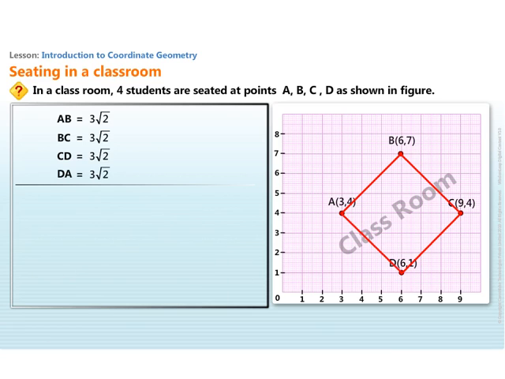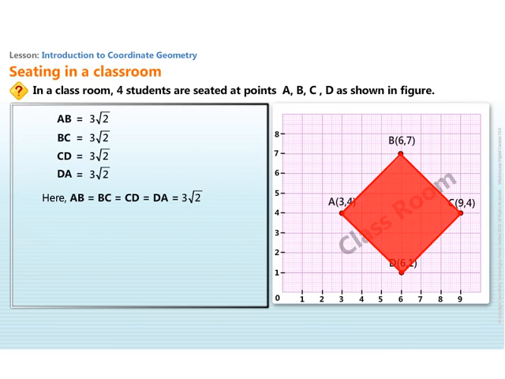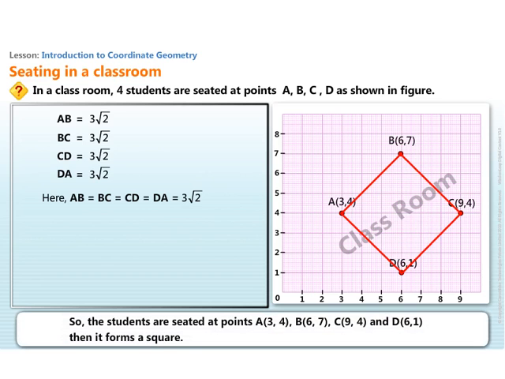What do you conclude from this? Here, AB is equal to BC, which is equal to CD, which is equal to DA, that is equal to 3 square root 2. As the distance between each of the students is the same, the students are seated in the form of a square. So, Ria was right. If the students are seated at points A (3, 4), B (6, 7), C (9, 4) and D (6, 1), then it forms a square.